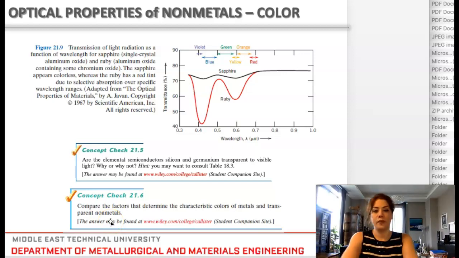Let's take a look at the other concept check question. Compare the factors that determine the characteristic colors of metals and transparent non-metals. I just said that. What is absorbed or what is transmitted determines the color of transparent nonmetals. The non-absorbed light that is transmitted through the material determines the wavelength of our vision. But on the other hand, for metals, the rest after the absorption, which is the reflected light from the surface, determines the color of metals.